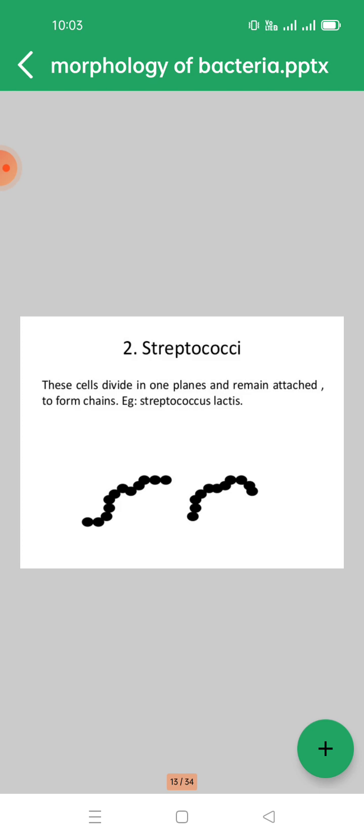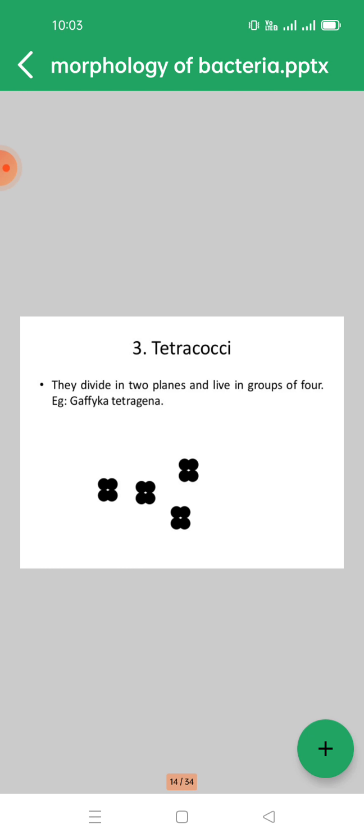Next is Streptococci. The cells divide in one plane and remain attached. They fail to separate, so they form chains. An example is Streptococcus lactis. So Streptococci, in simple terms, form chains.